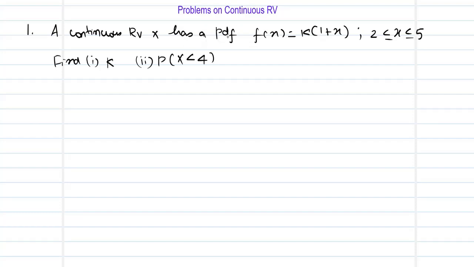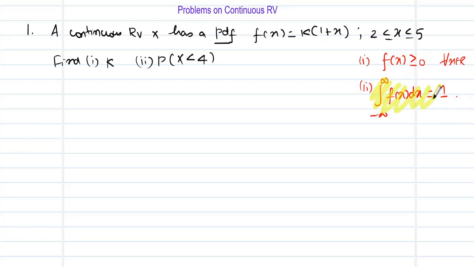Before moving on into the solution, we will quickly check what we mean by a probability density function. A probability density function is defined for a continuous random variable and will have to satisfy two conditions. The function f of x will be greater than or equal to 0 for all the values of x belonging to the real numbers. The second condition is that when you integrate f of x dx between minus infinity to infinity, it will give the total value equal to 1.